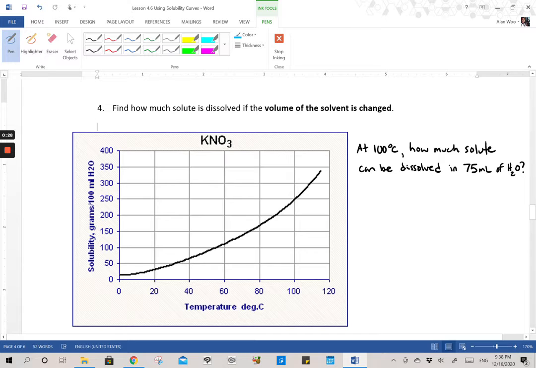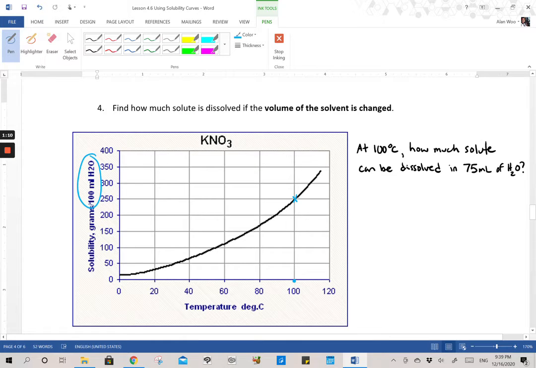Now, if you're thinking that all you have to do is to look at 100 degrees Celsius and then see where it hits the curve, then you're incorrect. The only reason why you're incorrect is because on our graph here, the unit for solubility is not 75 milliliters of water, it's 100 milliliters of water. So since the volume of your solvent is different from the volume of solvent on the graph, we have to make a few adjustments in order to figure out how much solute can dissolve.